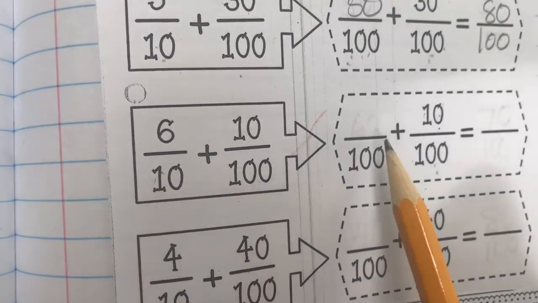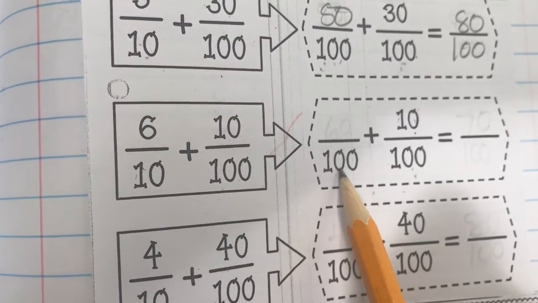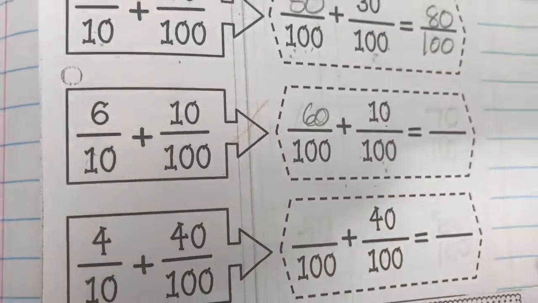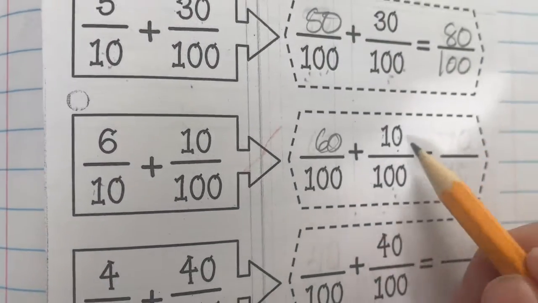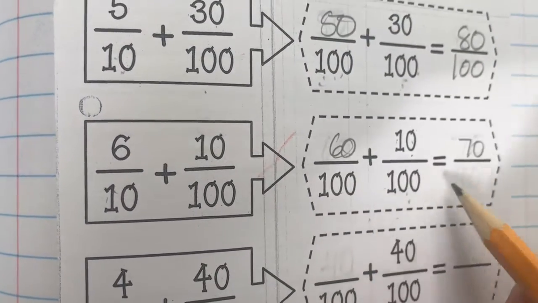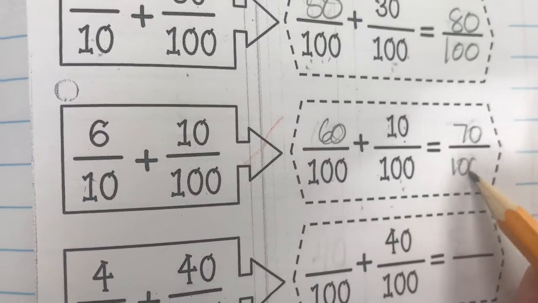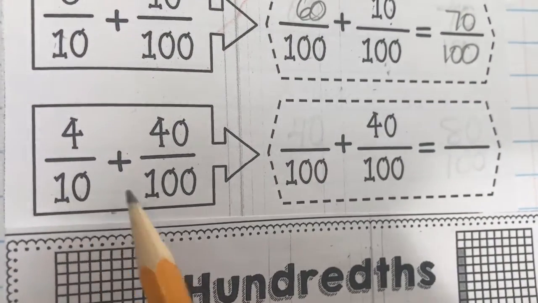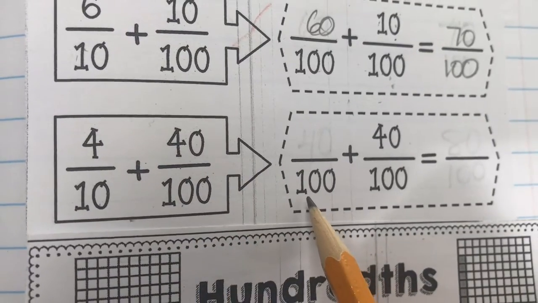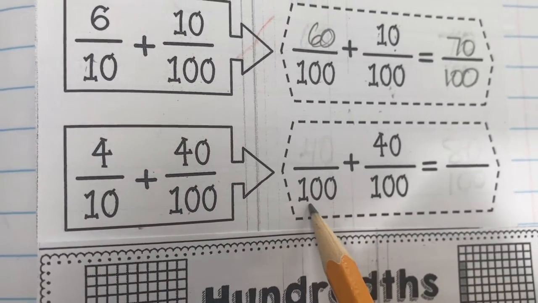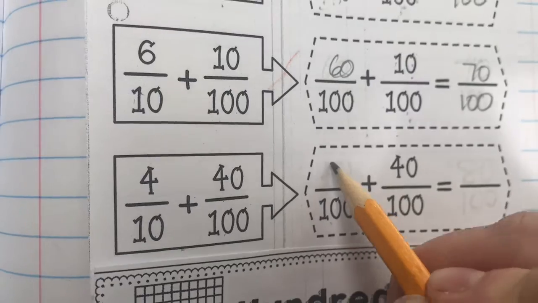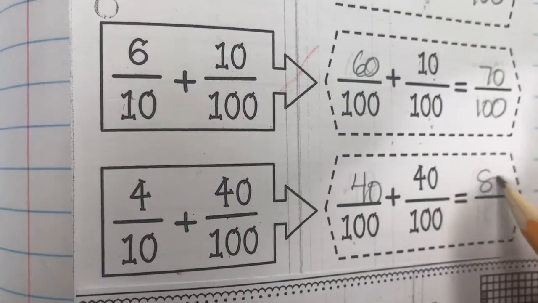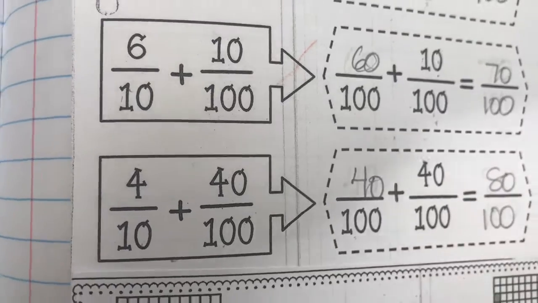So 6 tenths, I'm going to convert that into hundredths. So 10 times 10 got me to 100, and 6 times 10 gets me to 60. 60 plus 10 is 70, and I'm going to keep the denominator the same. So that becomes 70 hundredths. Down here, the same thing. 4 tenths plus 40 hundredths. I need to convert 4 tenths into hundredths. So 10 times 10 gets me to 100, and 4 times 10 gets me to 40. So that will bring me to 80 hundredths.